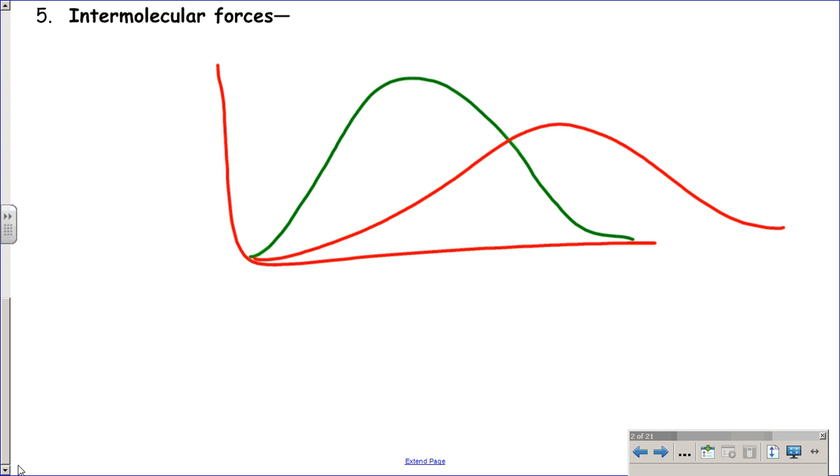Okay, so you have this. This is kinetic energy, and this is number of particles. What do you notice about the green one? What's one big difference between the green graph and the red graph? What's higher? The number of particles, the y-axis is higher. So there's a higher number of particles here at this kinetic energy, right? What else do you notice is different, Sam?